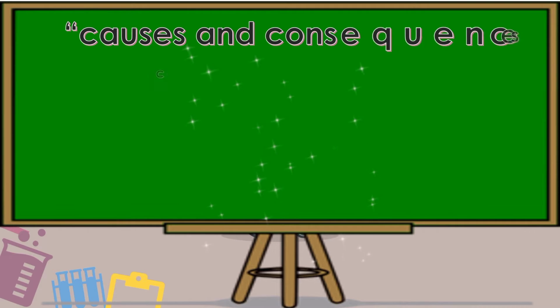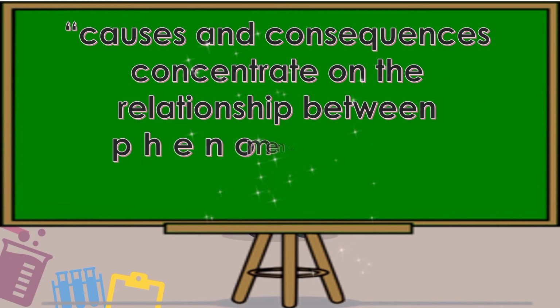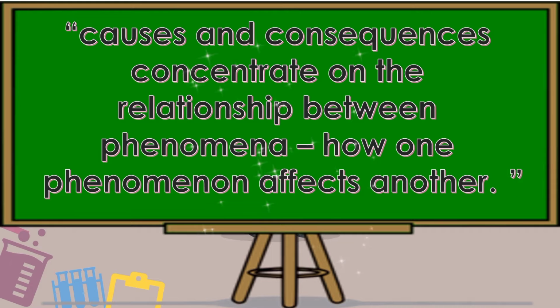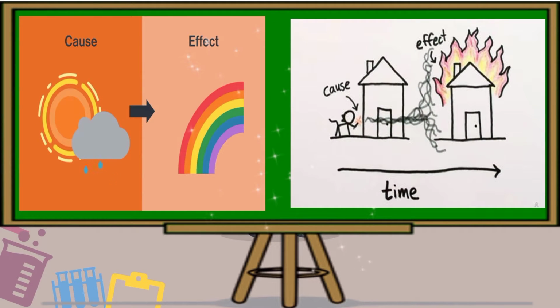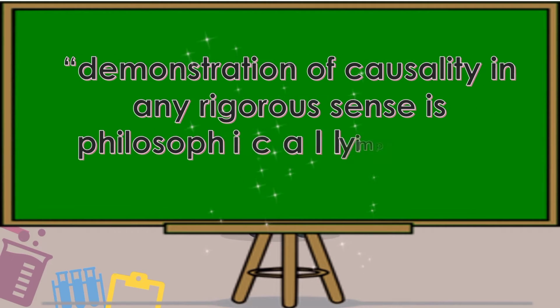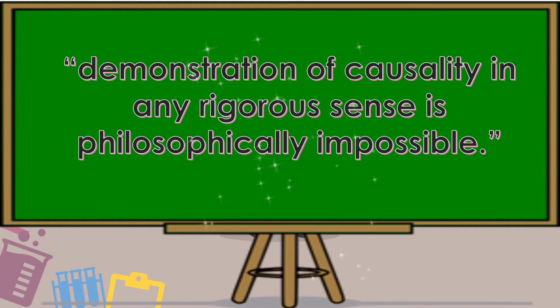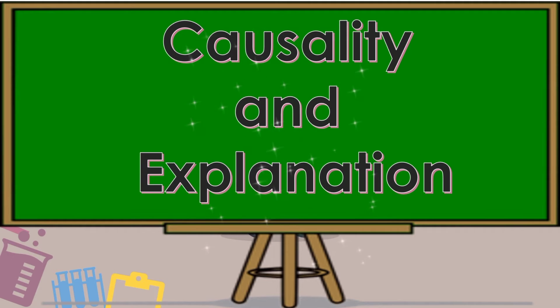Anderson states that causes and consequences concentrate on the relationship between phenomena, how one phenomenon affects another. Goldhor even argues that the demonstration of causality in any rigorous sense is philosophically impossible. And he suggests that causality and explanation can be used interchangeably.